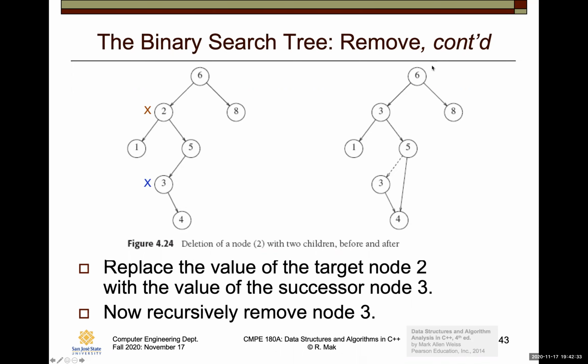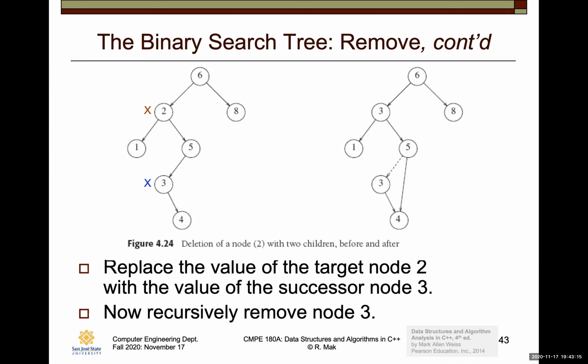So now the new tree is going to look like this, okay? The 2 is gone, and the 3 is in its place, and then we have to remove the successor node, and so the 4 is now the child of the 5. Okay, so if you sort of mentally wipe out the 3 that you see here, then the tree will now have the 3 here, and the 5 and the 4. Okay. So that's how we remove a node from a binary search tree.